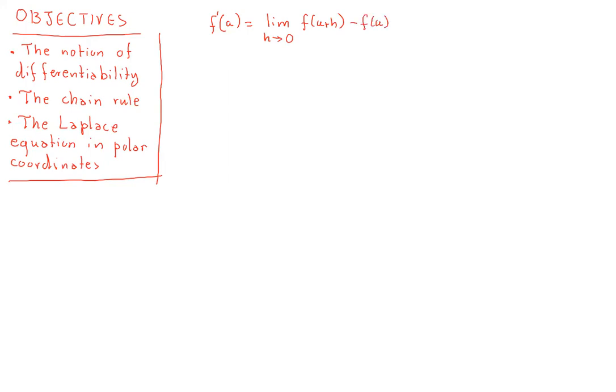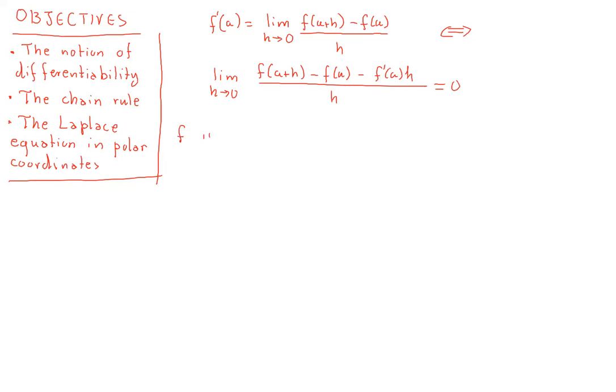Interestingly enough, this same limit can be written as, if we bring the f prime of a to the other side and clear denominators, we can rewrite this as the limit of f of a plus h minus f of a minus f prime of a times h, over h, is 0.